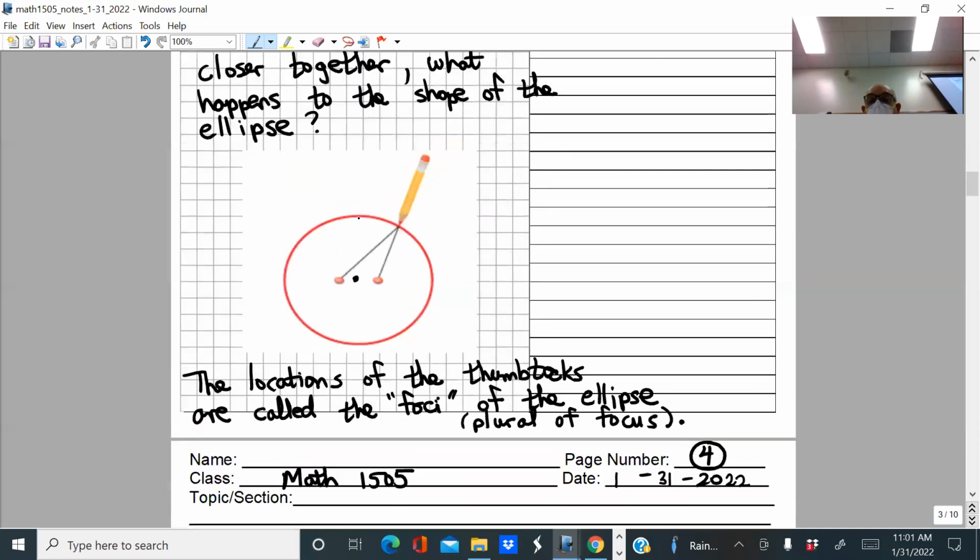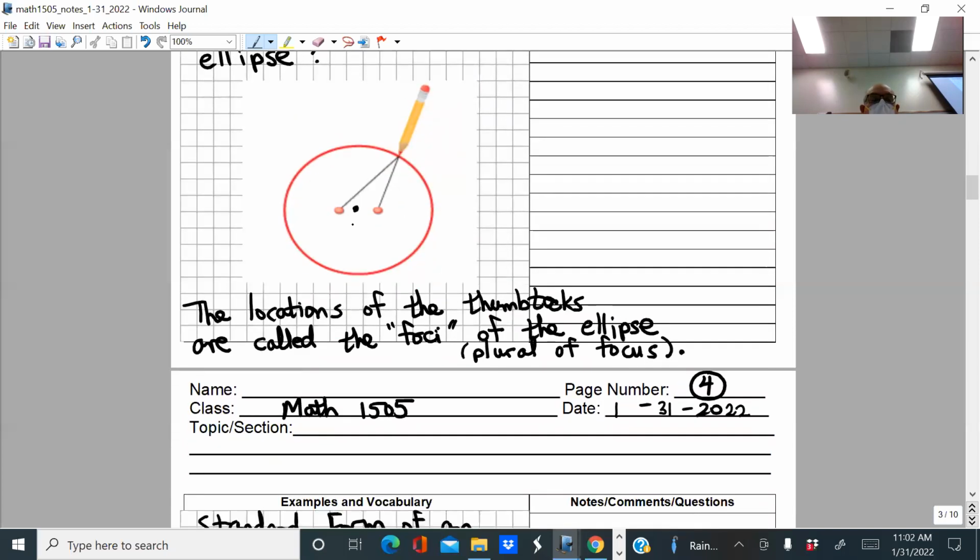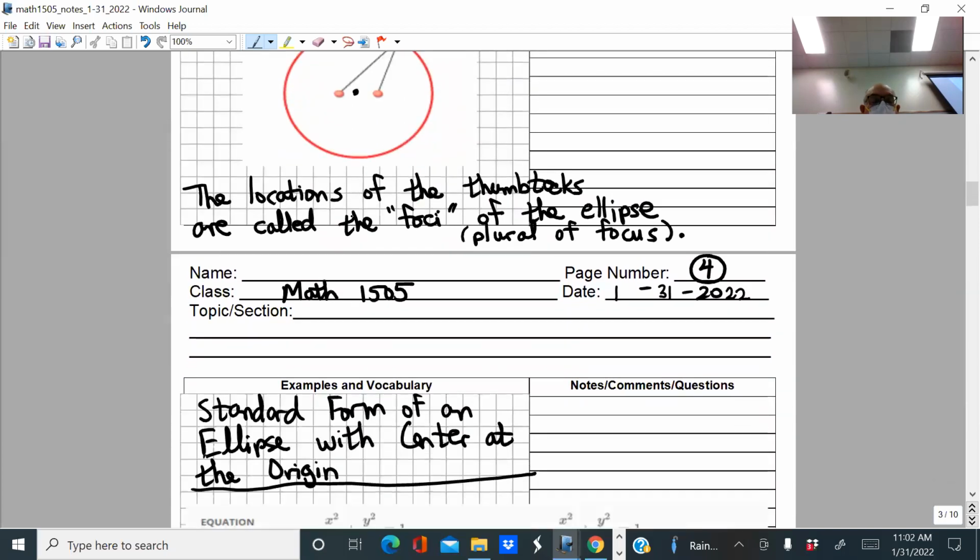Now that's the geometric construction of the ellipse. Let me show you the algebraic version of the ellipse. It looks complicated at first, but it's not. So don't get intimidated by the expressions that you see here.